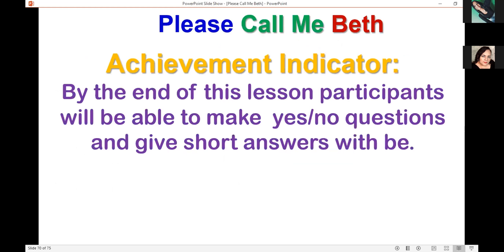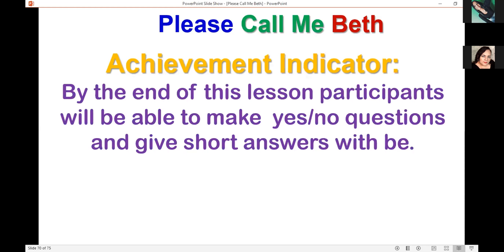Italy. Okay, very good. And we go to the next thing. The next thing is the next lesson according to the platform, okay? The achievement indicator is that at the end of this lesson, participants will be able to make yes, no questions and give short answers with B.